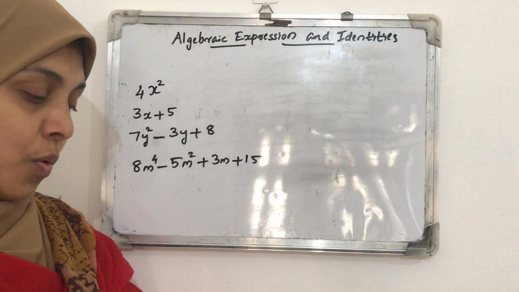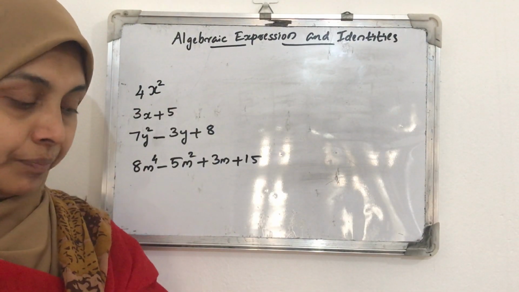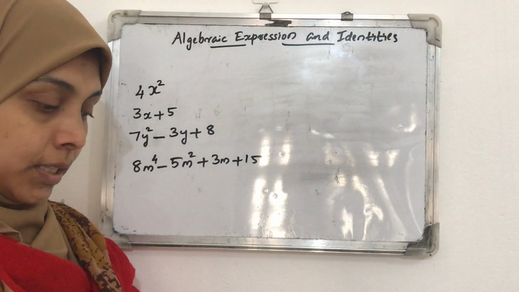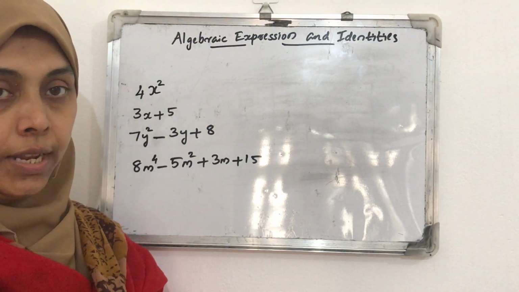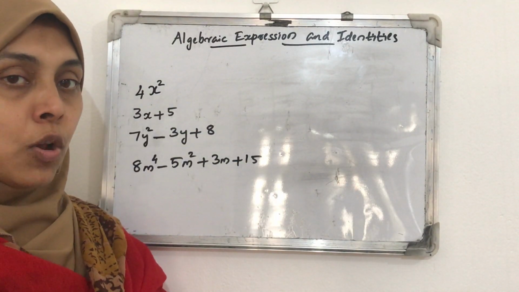Okay. Now next chapter is algebraic expressions and identities. Now that is 9th chapter, not 8th chapter. Yeah, next chapter is 9th. 8th chapter we can discuss later. Now algebraic expression that we already learned in lower classes.